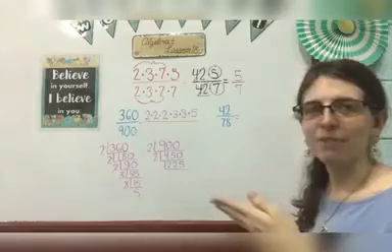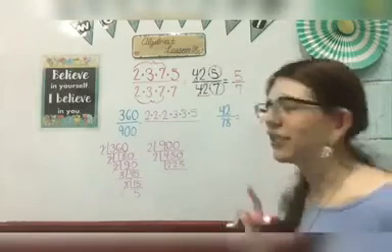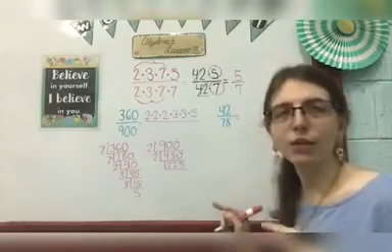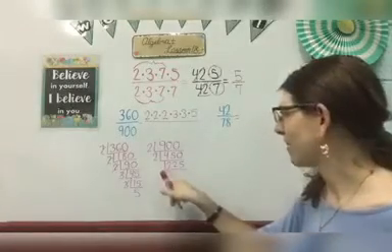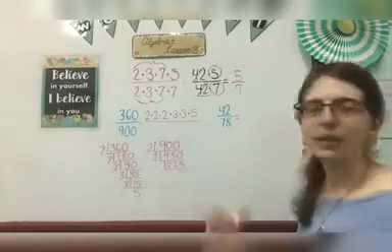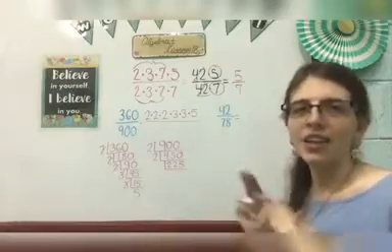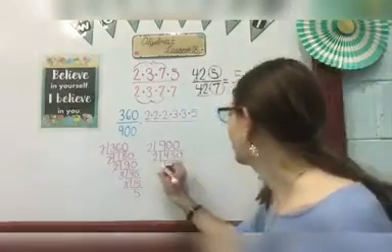My next prime number is 3. I'm going to use my divisibility rules to check if 3 can go into 225. Add up my digits. 2 plus 2 is 4, plus 5 is 9. 9 is divisible by 3, so yes, 3 will work.